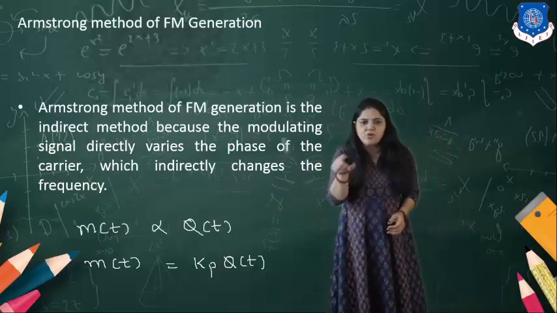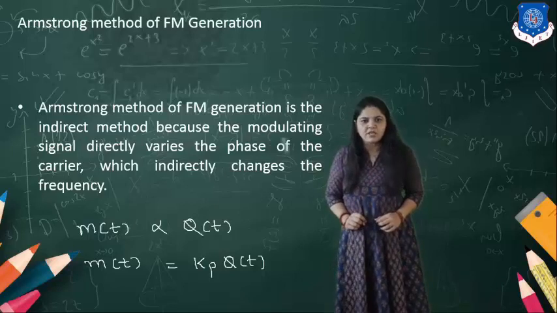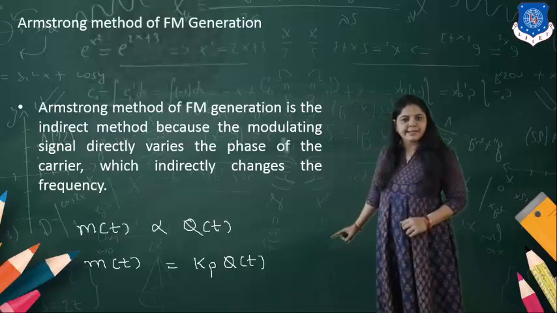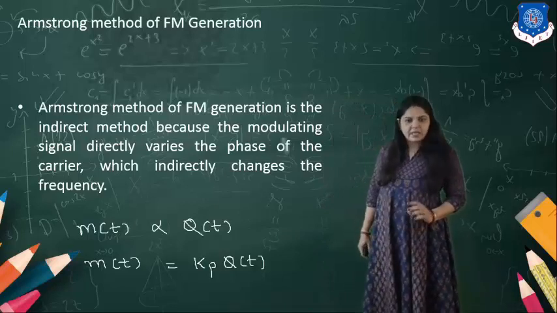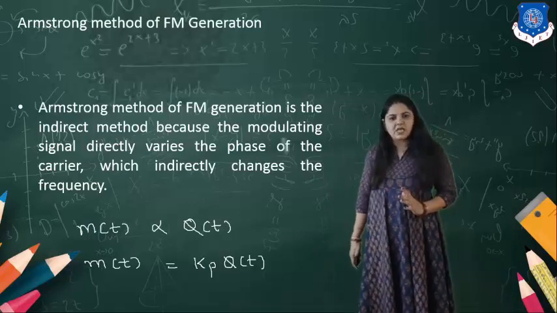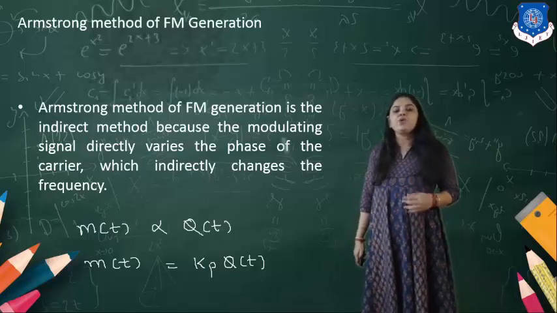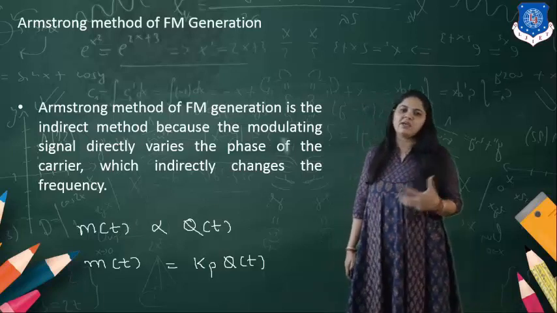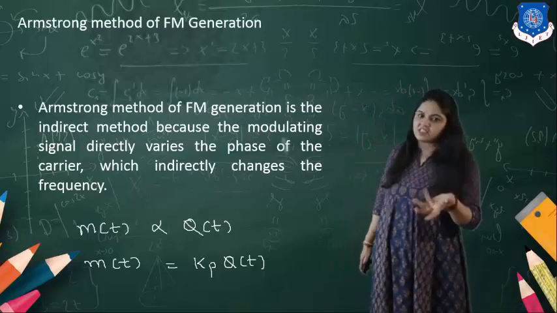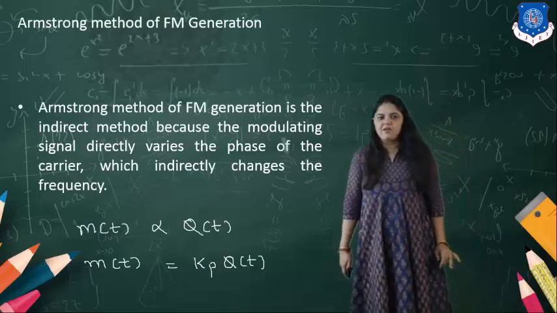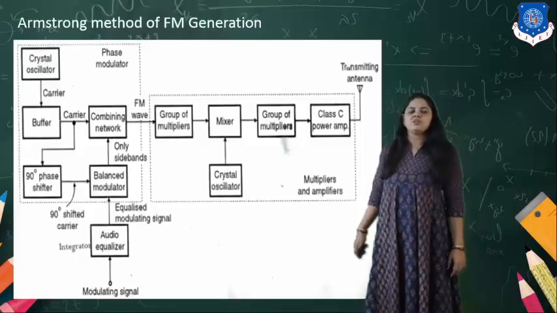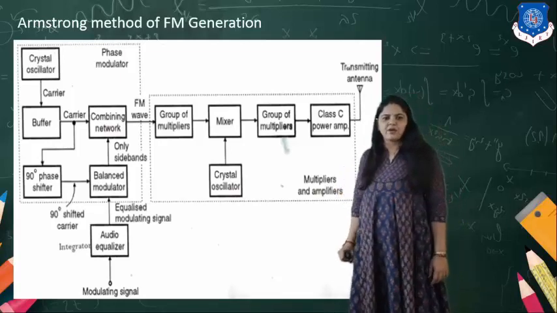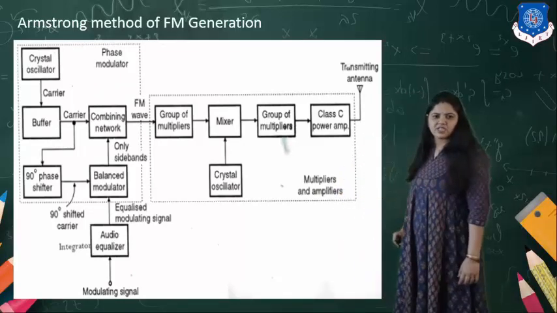Now I need to remove my proportionality constant. So I will replace the proportionality constant by kp. So m(t) is equal to kp into φ(t). As there is a phase sensitivity, that can be changed, and there is a change in the phase that we will get. So this is the block diagram of the Armstrong method of FM generation.